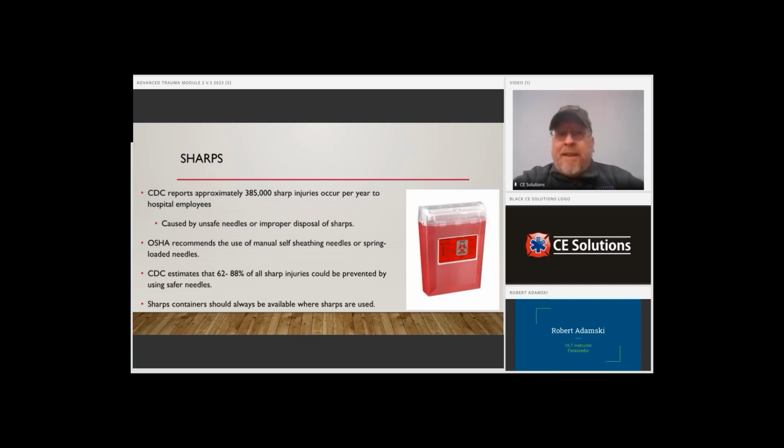Everybody look at that fourth bullet point on the slide. The CDC estimates that 62 to 88% of all sharps injuries could be prevented by using safer needles. All right. That is the vast majority of all sharps injuries could be prevented, people. That's the takeaway message right there.